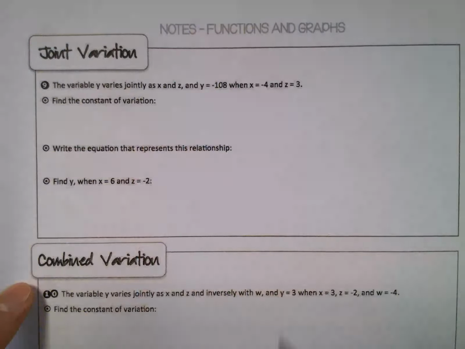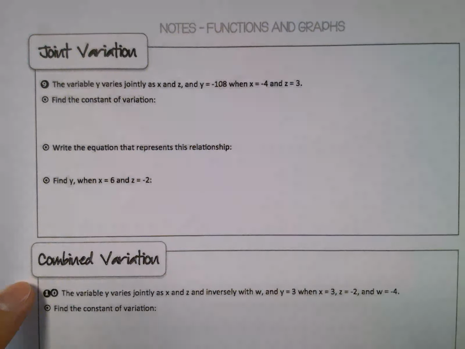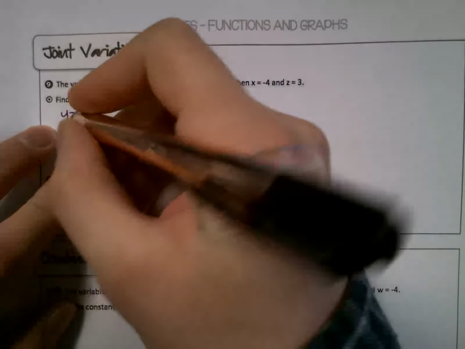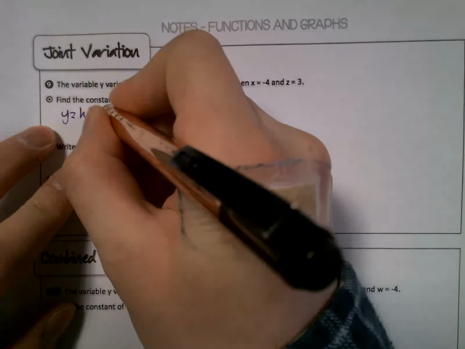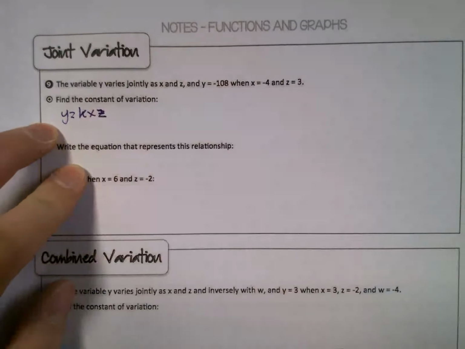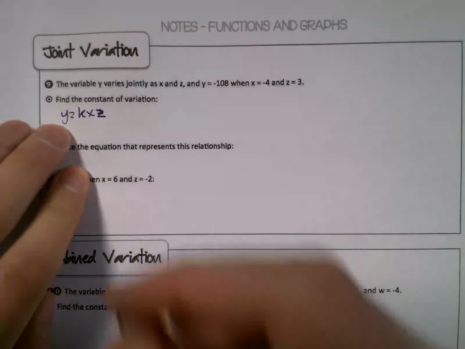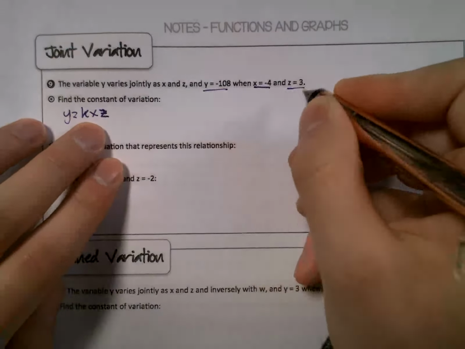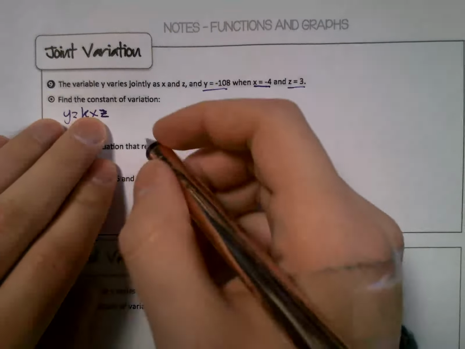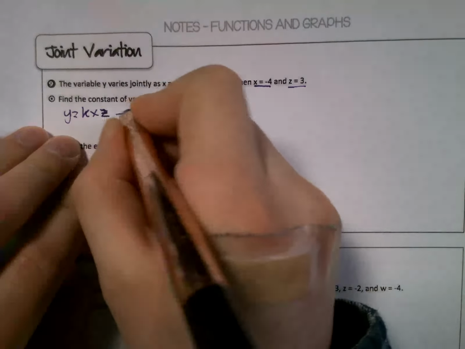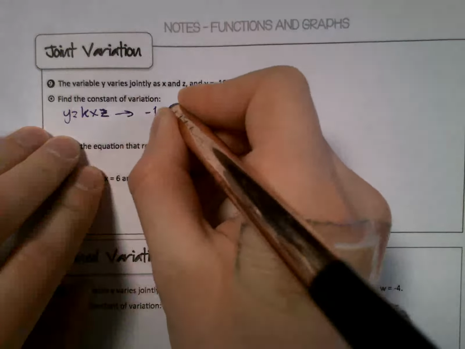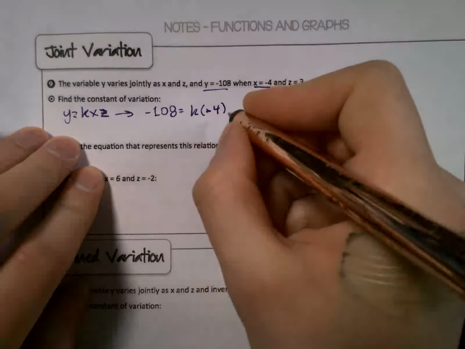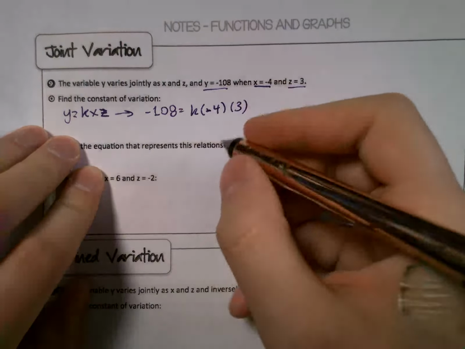Now, it says jointly. You remember that jointly refers to y equals kxz, right? So we need to plug in the following values. We know that y equals negative 108, x equals negative 4, and z equals 3. If we plug those values in, we should get negative 108 equals k times negative 4 times 3.